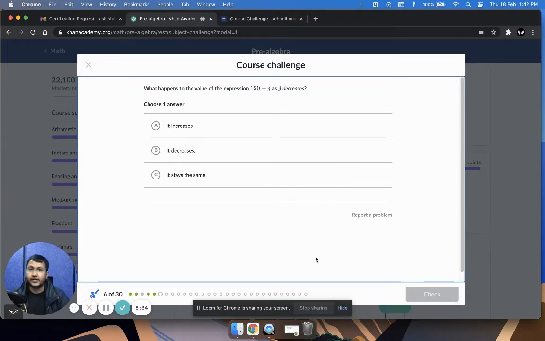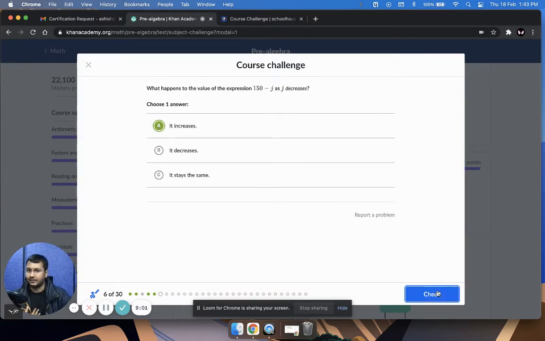Which makes sense because j is something that we are reducing from 150. j is something that's taken out. Imagine it like this: you have 150 candies, and you have a friend who wants j candies. So if that friend wants less, you have to give him less candies, and you'll have more of them with you. So your number will increase. The less and less your friend wants, the more and more you'll have for yourself. So it increases. I hope it makes sense.